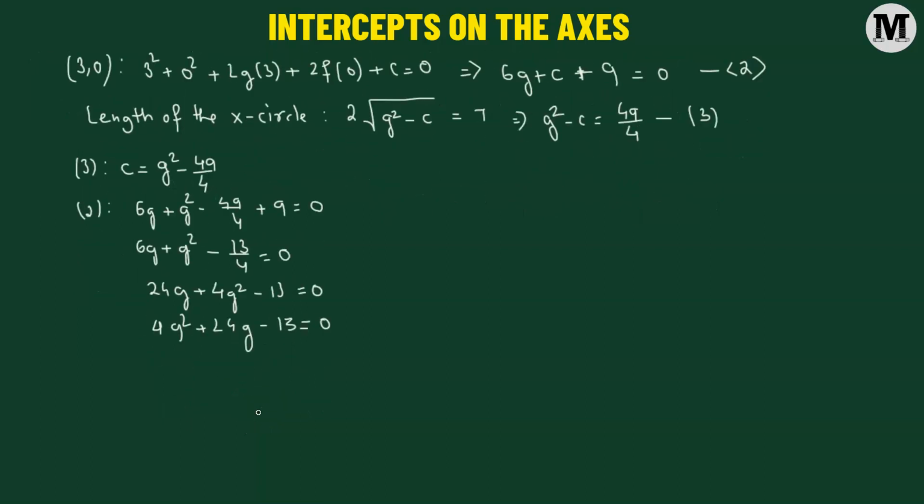If we factorize it, we get (2g minus 1) times (2g plus 13) equals 0. Solving this, we get two values of g. g could be equal to 1/2, or g could be equal to negative 13 over 2.